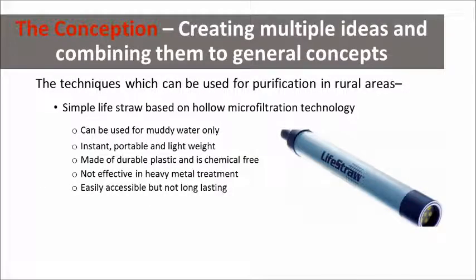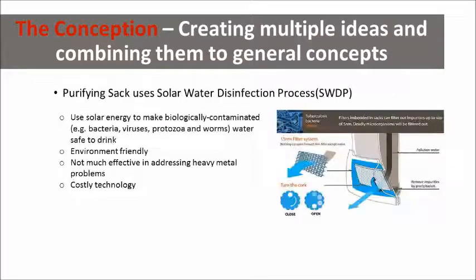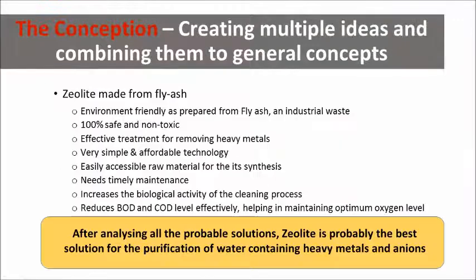The next C is the conception. So we discussed the various techniques used for purification of water, like the simple LifeStraw method based on hollow fiber microfiltration technology, and the purifying sachet which uses SODIS, which means solar water disinfection. But the most effective method for heavy metal contaminated water purification was the use of zeolites, which were made from fly ash. Zeolite is the best method because it is environment friendly, as zeolites are made from fly ash, which is an industrial waste.